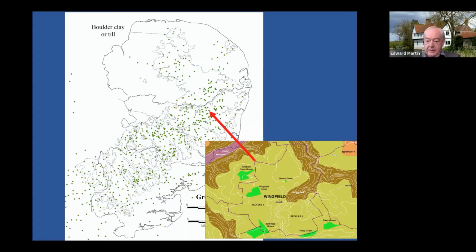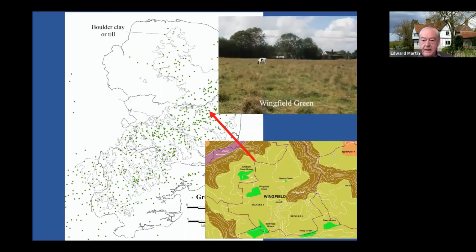In the valleys where there's better land, you tend to find the churches and the main manor halls. And so these are usually a secondary element in the landscape. And here's a Wingfield green, and you can see this isn't the sort of cricket playing green of central England, perhaps. This is a grazing green, and it has typically houses dotted around its margin.